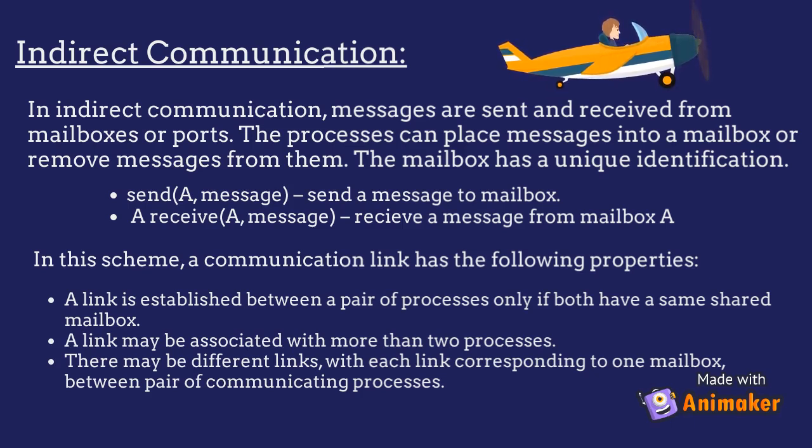In this scheme, a communication link has the following properties. A link is established between a pair of processes only if both have a shared mailbox. A link may be associated with more than two processes. There may be different links, with each link corresponding to one mailbox, between a pair of communicating processes.